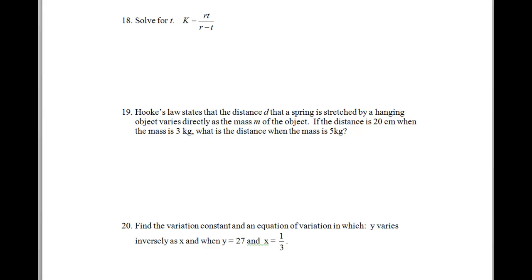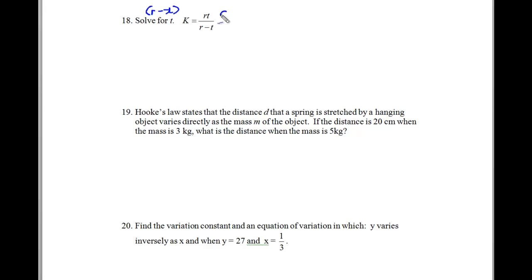We'll start off with problem number 18, where we're supposed to solve for the letter t. You'll notice that we actually have two t's in the problem. My first suggestion is anytime you see a denominator, you may want to clear the denominator. So the denominator is r minus t.